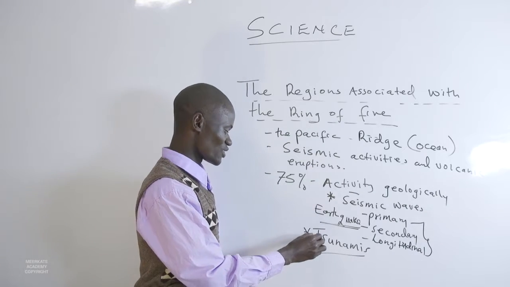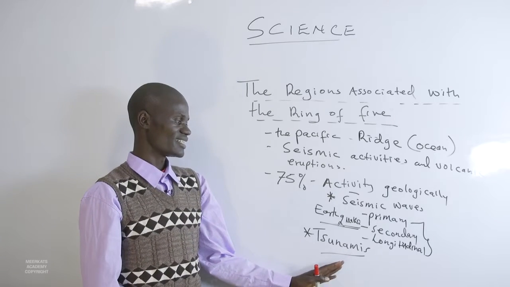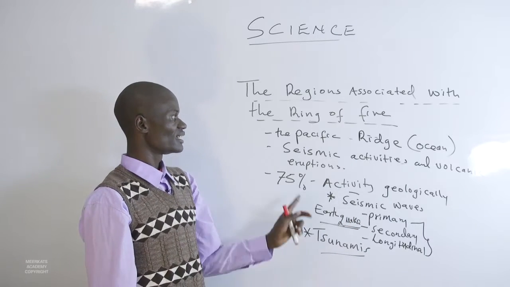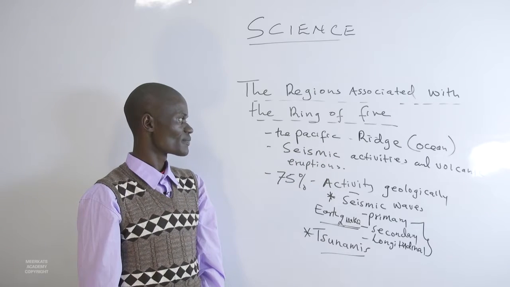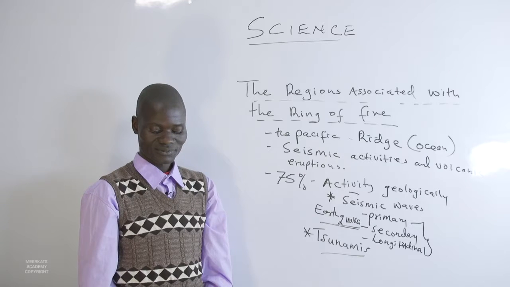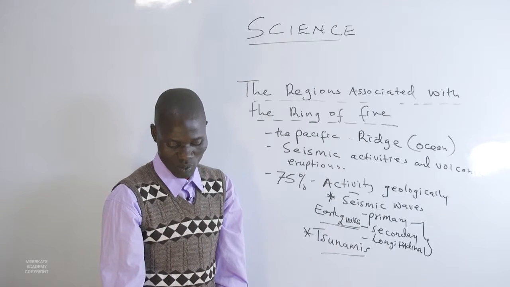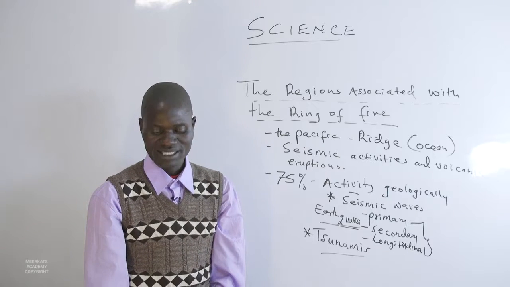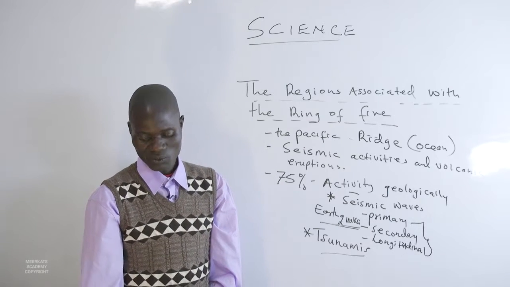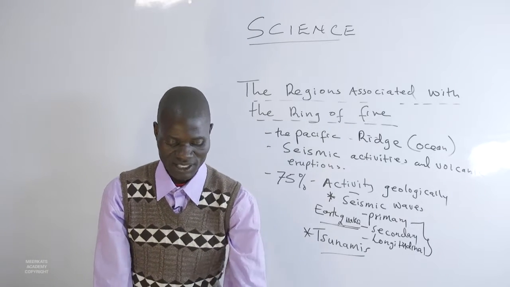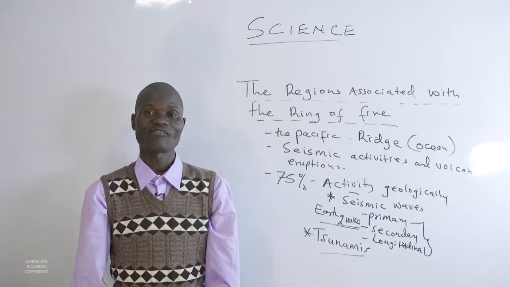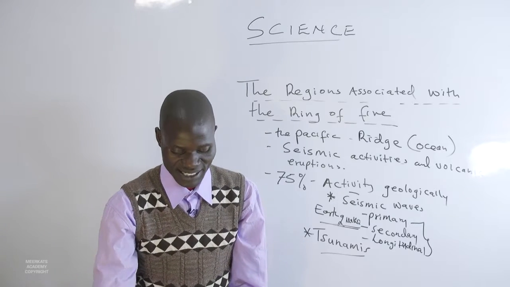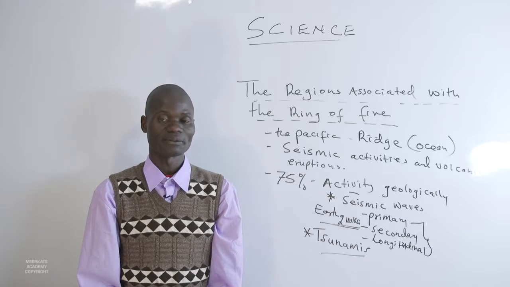Now, when we look at the tsunamis and the regions associated with the seismic waves under mid-ocean ridges, we could not miss the Pacific Ocean. Mostly the ring of fire is found along the Pacific Ocean. As a result, we were looking at various boundaries that have been produced at various stages that produce the ring of fire.